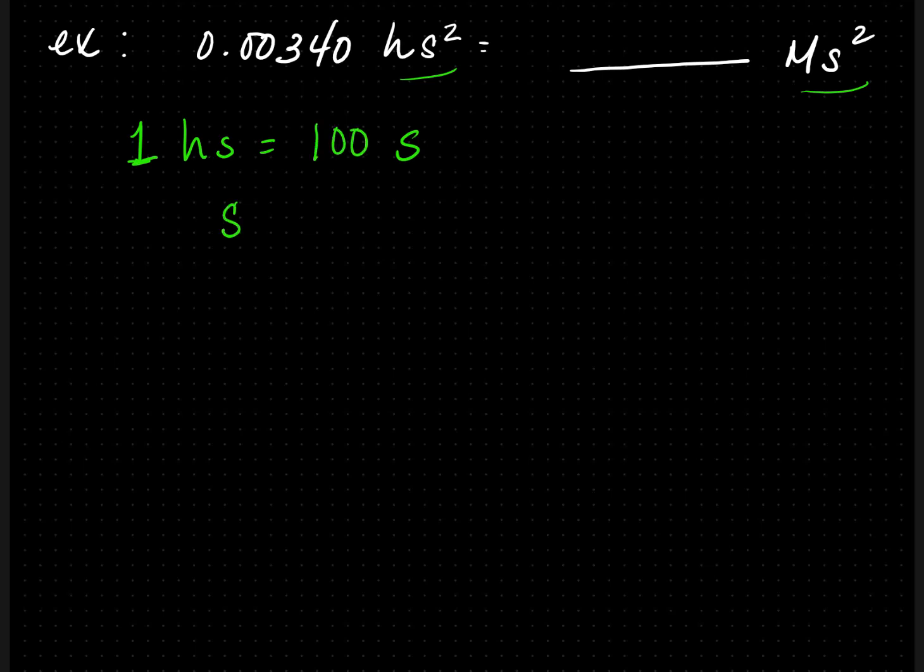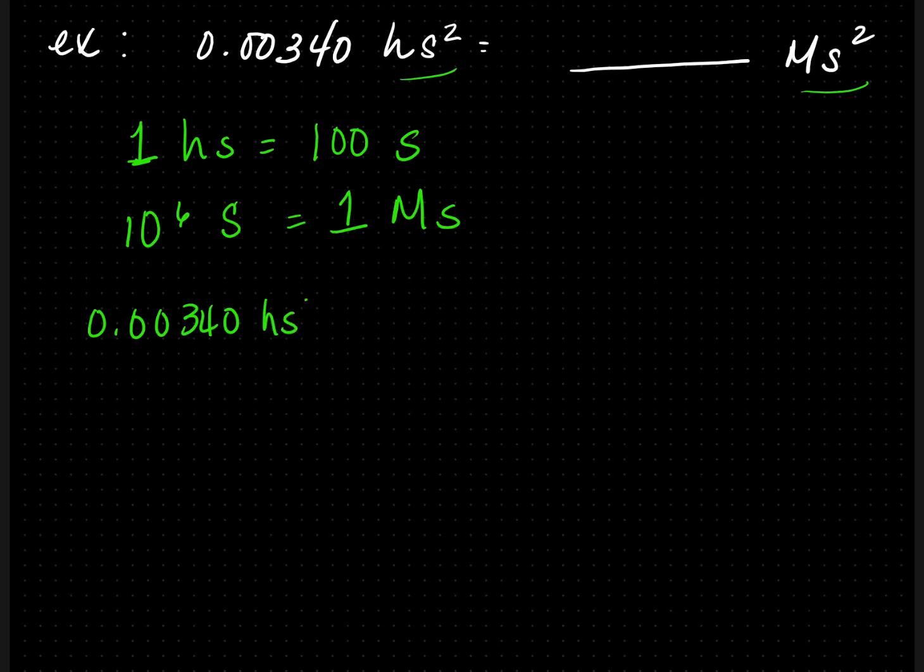We need to go from seconds to megaseconds. Bigger prefix is mega, which gets 1. There are 10 to the 6, or a million, seconds in 1 megasecond. So I'm going to start with what's given.